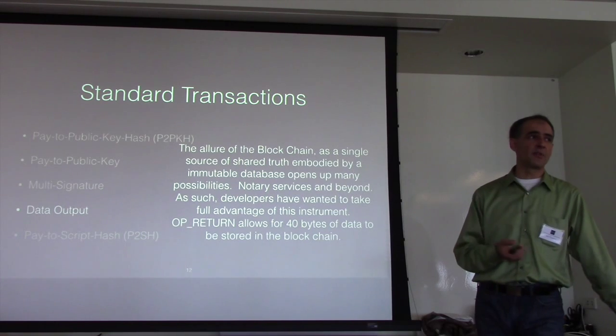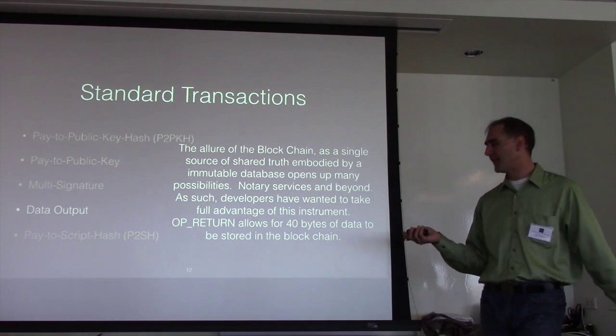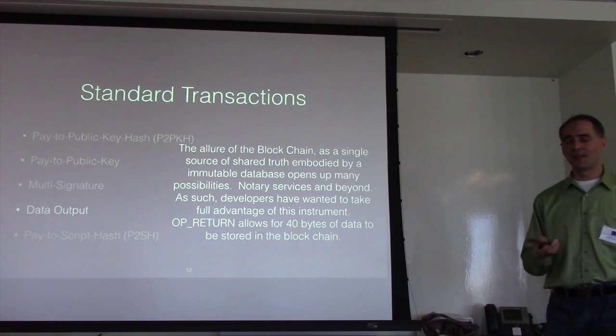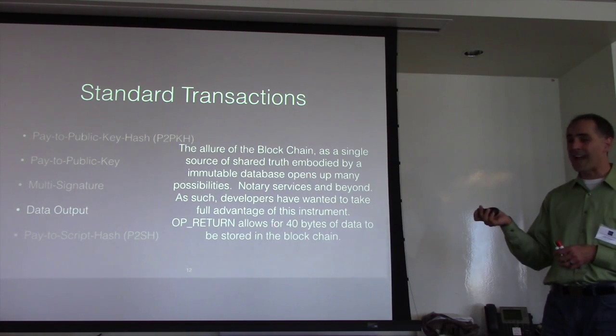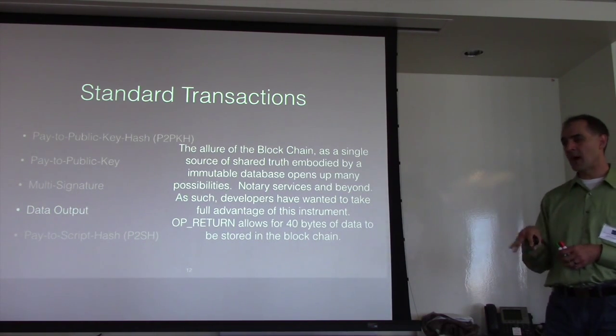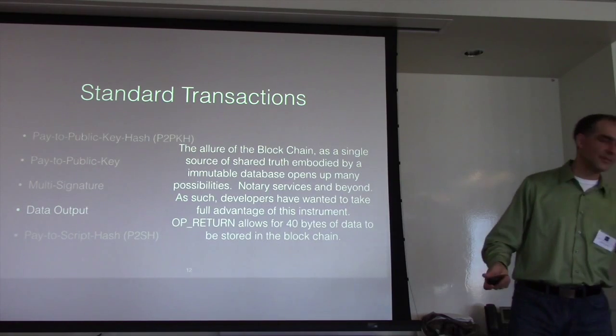It's going to go to 80 bytes hopefully soon, when everyone upgrades to 0.10. Who knows? But right now you've got 40 bytes. It's kind of limited, and it's also done in such a way that it's prunable within the blockchain. So if you have an unspent transaction output that has an op return, you can delete the op return. It's just a null return, just like in any programming language, a return operator.